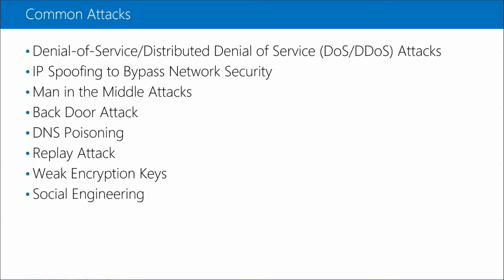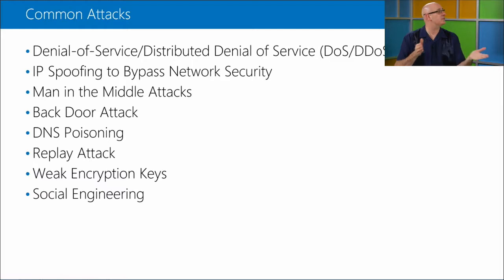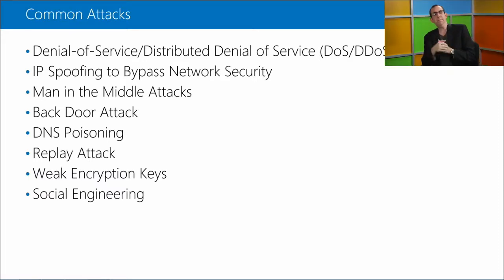And that brings us to common attacks. Things like denial of service, distributed denial of service, so DoS or DDoS attacks, IP spoofing to bypass network security, man-in-the-middle attacks, which we talked a little bit about, backdoor attacks, so using unsecured ports to access your system, DNS poisoning, so getting bad DNS information out there and causing inappropriate redirection. Replay attacks, so after a certain set of data has been sent, basically resending it multiple times. Weak encryption keys, so breaking encryption, or social engineering, which we talked about earlier. That one should be the top, still my favorite.